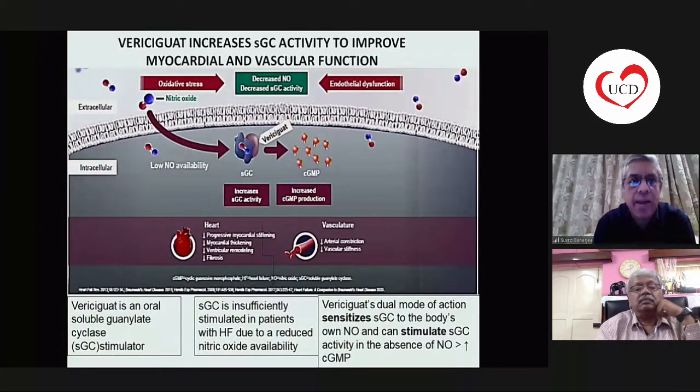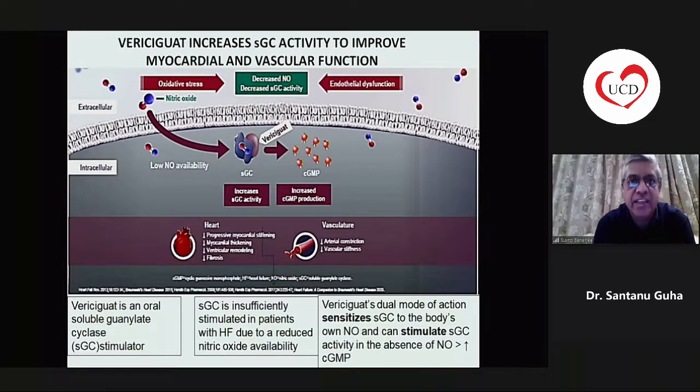Now, you know that in health, nitric oxide stimulates the action of soluble guanylate cyclase, and it leads to an increase in cyclic GMP, which has favorable effects on the heart and vasculature. In the presence of heart failure, due to oxidative stress, there is endothelial dysfunction resulting in less availability of nitric oxide. Now, vericiguat is an oral soluble guanylate cyclase stimulator. What it does is not only stimulate the guanylate cyclase activity, but also sensitize the guanylate cyclase to the endogenous nitric oxide. And this is the way it has a beneficial effect in heart failure.